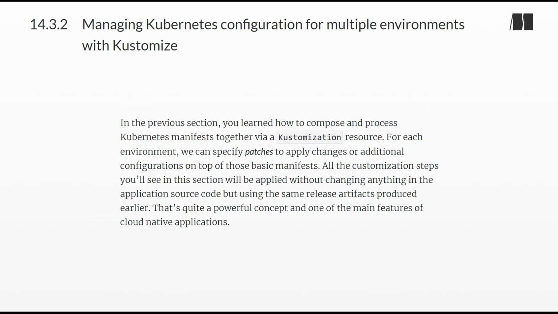In the previous section, you learned how to compose and process Kubernetes manifests together via a customization resource. For each environment, we can specify patches to apply changes or additional configurations on top of those basic manifests. All the customization steps you'll see in this section will be applied without changing anything in the application source code, but using the same release artifacts produced earlier. That's quite a powerful concept and one of the main features of cloud-native applications.